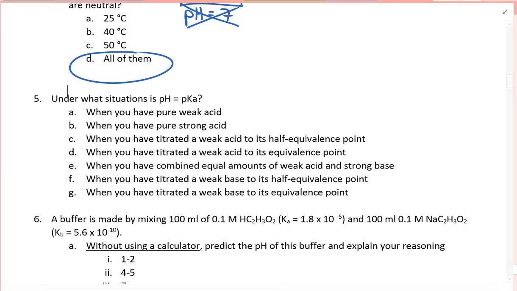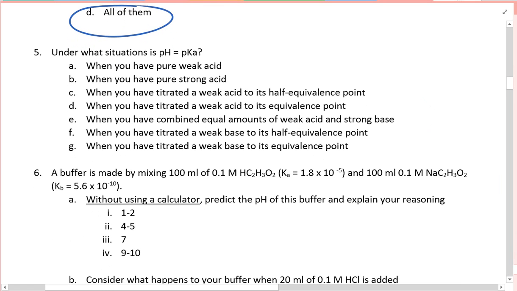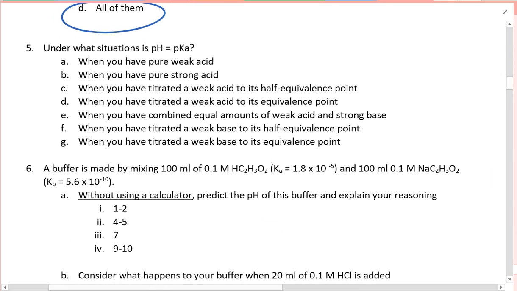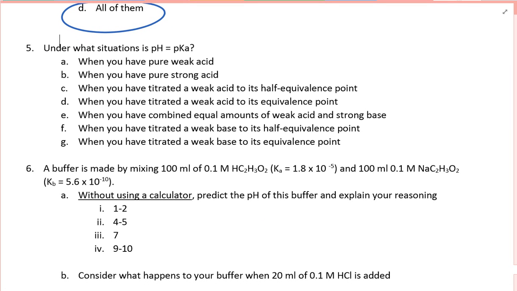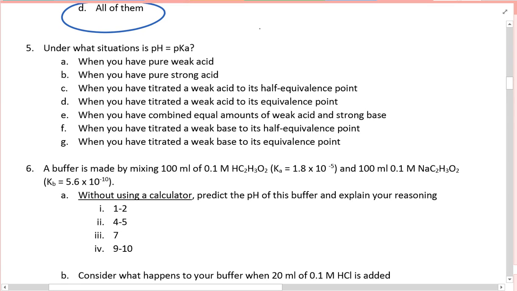All right, so continuing on with these problems, let's take a look at problem number 5. Under what situations is pH equal to pKa? This is something that I see people misapply a lot. We hear this trick, pH equals pKa, and we start trying to apply it to a lot of different scenarios. And this is only true in a very limited set of circumstances. So let's take a look at when this happens.